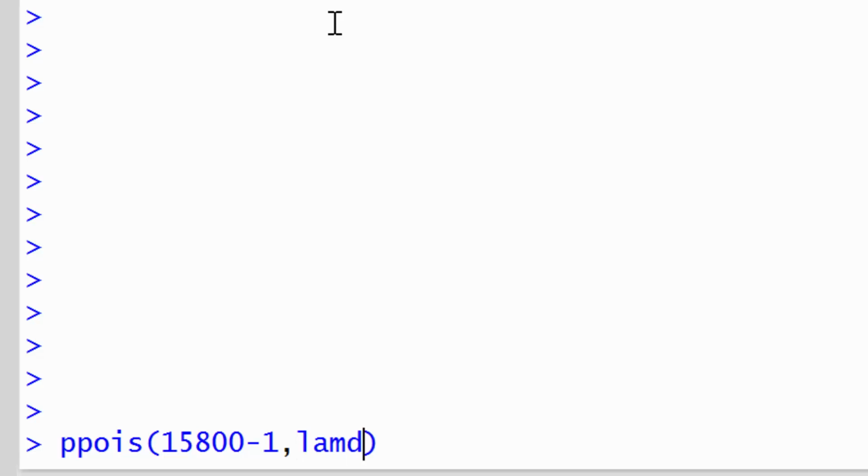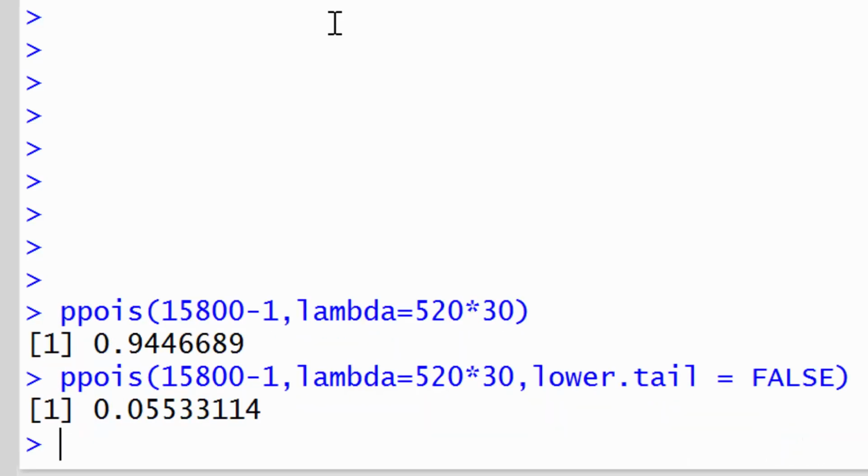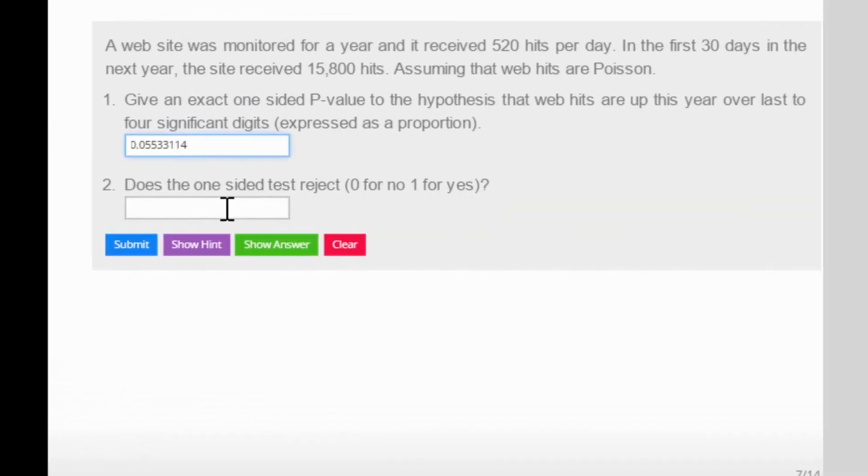Okay, so 15,800, and then our lambda is 520, but that's per day. And here we monitored it for 30 days. Oh, and I forgot my lower dot tail. Lower dot tail equals false. Or I could have just done 1 minus that other number, but that would have been wrong because of the minus 1 thing. So we get this number right here, 0.055.